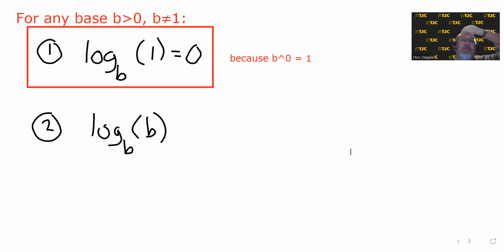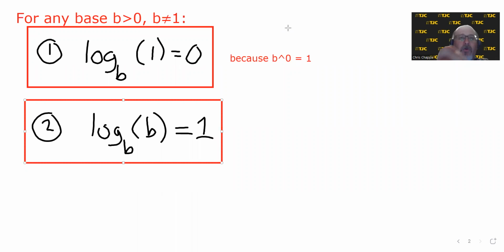Number 1, log base b of 1 is equal to 0 because b to the 0 power is 1. What about number 2, log base b of b? Well, what question is this asking? Every log asks the same question. What power turns the base into the argument? They both are b here. What power would you put on b to turn it into b? Well, the only power that keeps something the same is the first power. So that didn't take too long. Log base b of b is equal to 1.